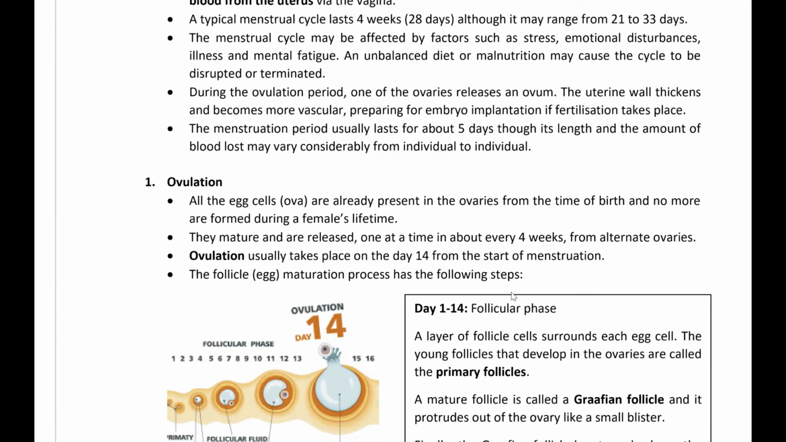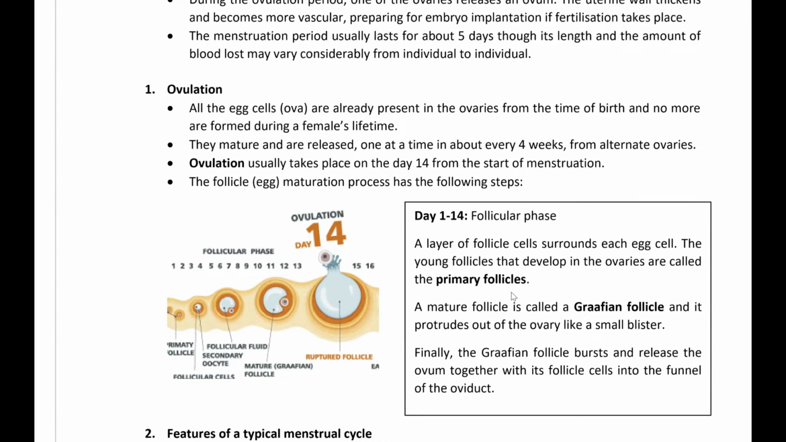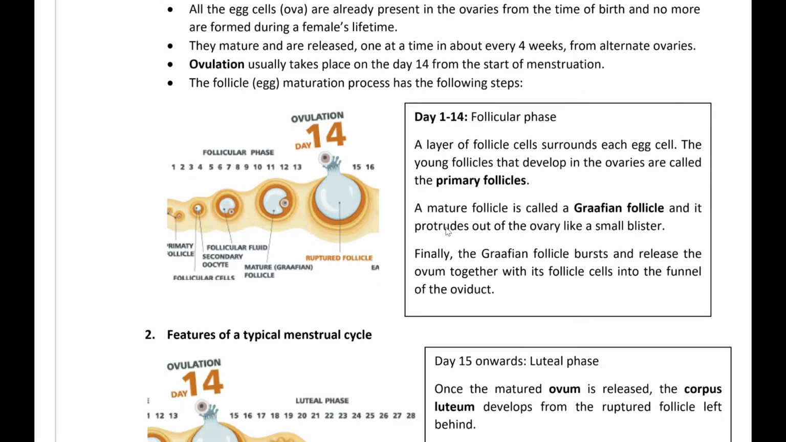Unlike the male sperm, which is generated from time to time in the testes, female ova are already present in the ovaries. During puberty, the female hormones estrogen and progesterone increase in concentration. That's when maturation of the ovum will start to take place. Day 1 to 14 is what we call the follicular phase.